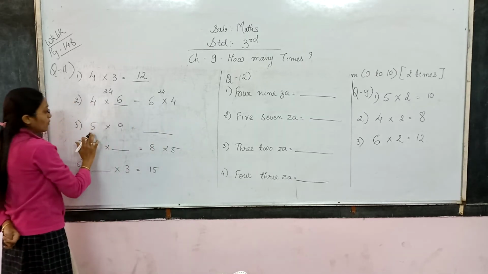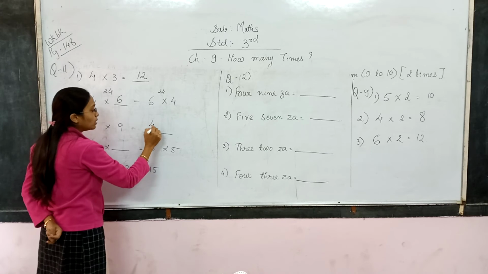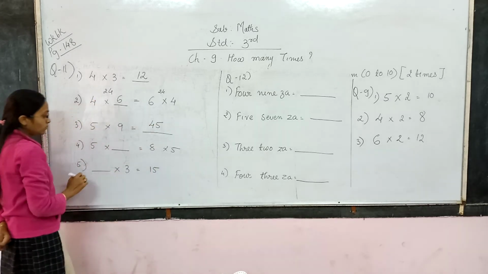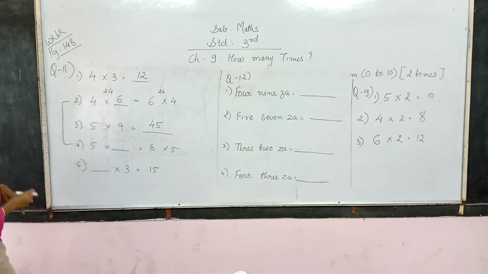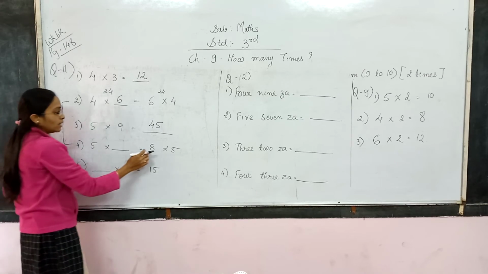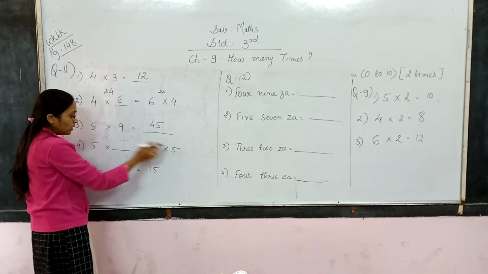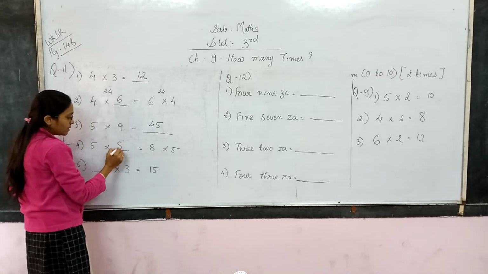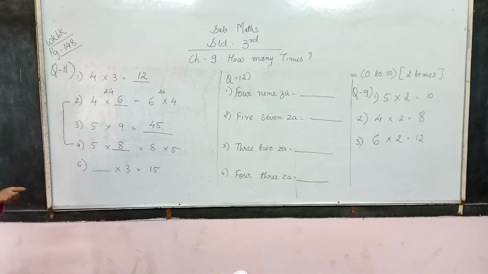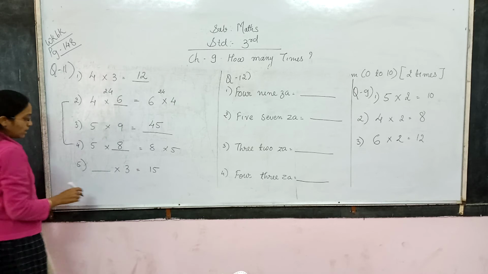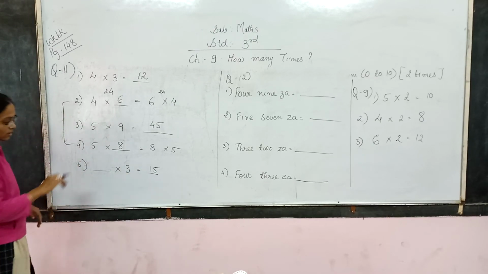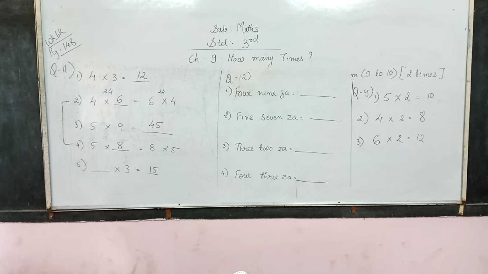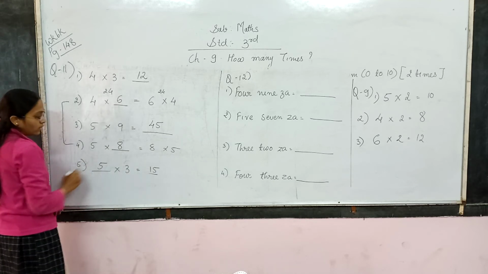Okay. 5 9s are 45. Here this 2 and 4 are same. You can see here multiplication facts. 8 5s are 40. तो यहाँ पे क्या आएगा 5 8s are 40. Both the sides answer will be same. Here the answer is 15. 3 को किसके साथ मल्टीप्लाई करेंगे तो हमें 15 प्रोडक्ट मिलेगा. 5 3s are 15. Okay.